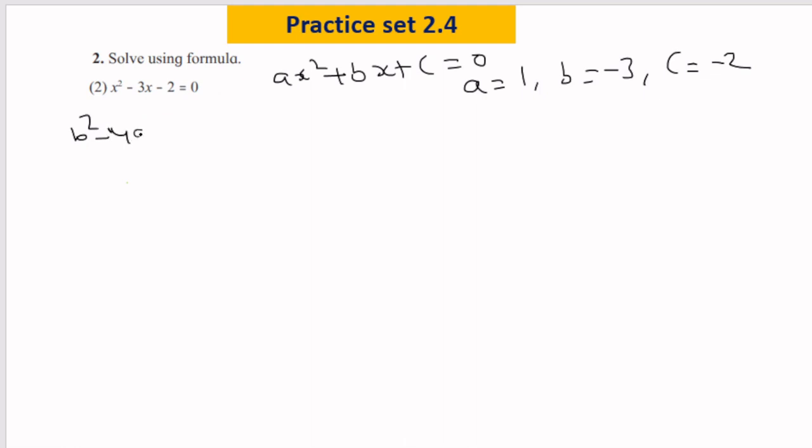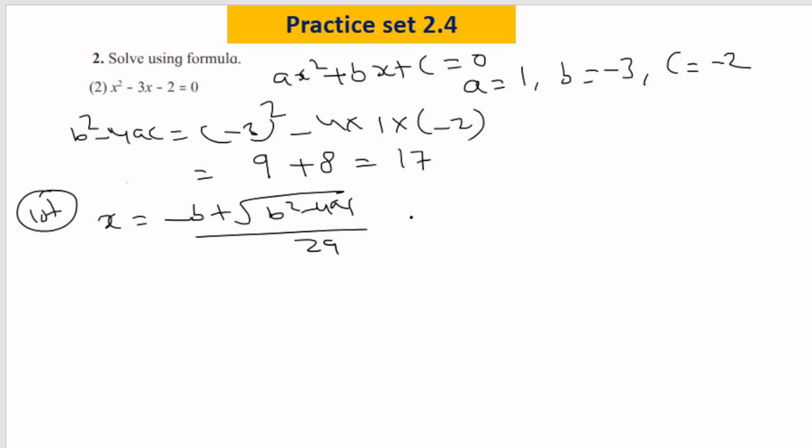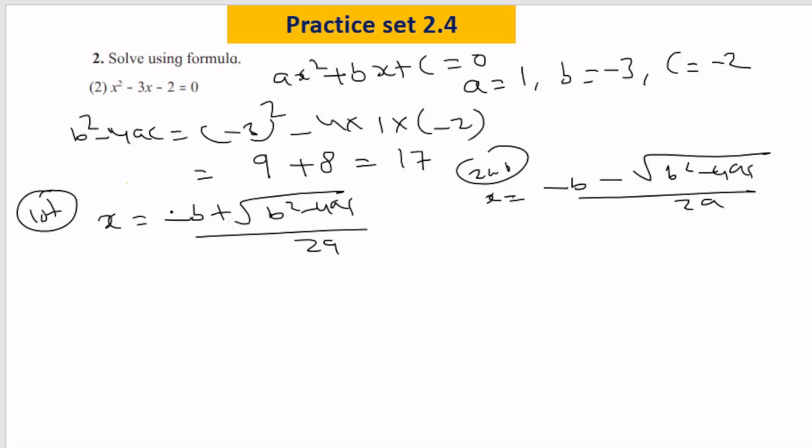B square minus 4ac. B is minus 3, whole square. 4 into a is 1, and into minus 2. I'm using brackets over here because there is a minus sign, so we have to be careful. 4 into 2 is 8, but minus minus makes plus 8, so it will be 17. Okay, now your first factor will be x equal to minus b plus square root of b square minus 4ac, divided by 2a, and the second factor will be x equal to minus b minus square root of b square minus 4ac, divided by 2a. Substitute the values, get the answer.